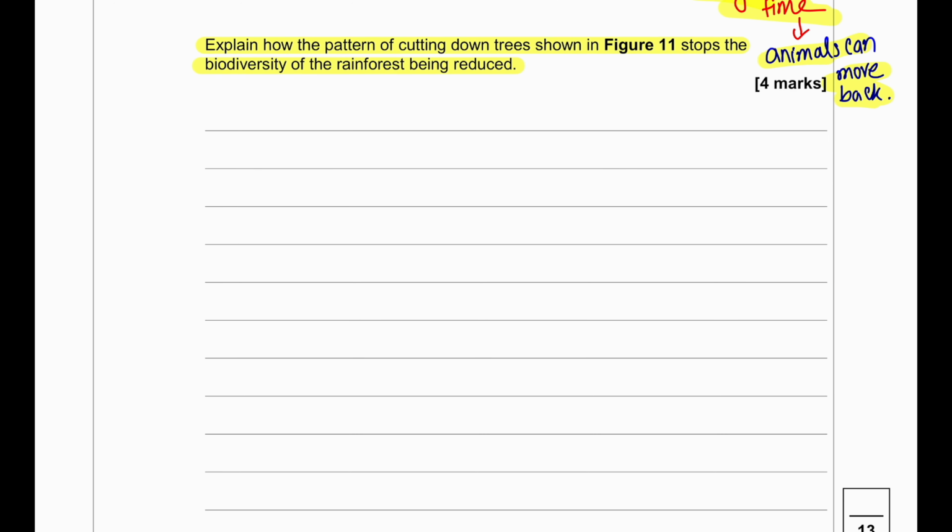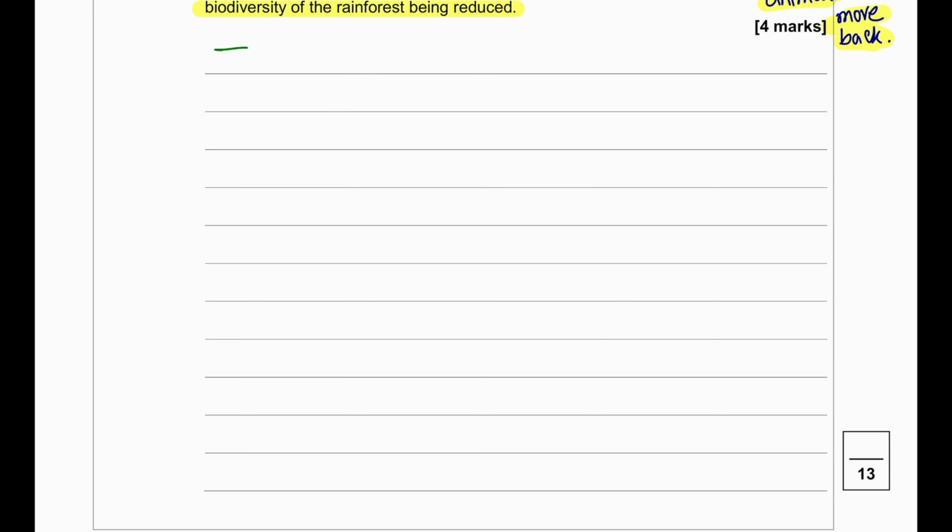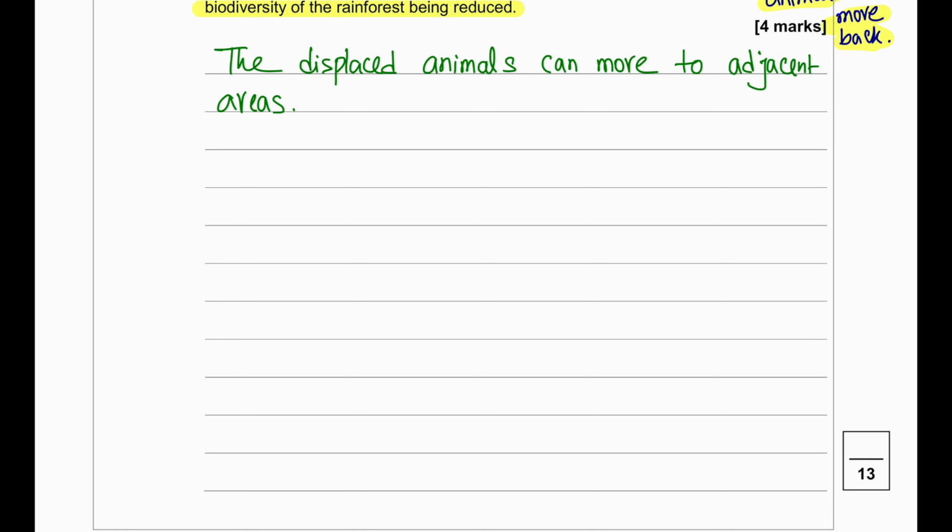To score a level 2 in this particular question, we must give relevant points and make a logically detailed, clear account. So it must be logically linked and a detailed, clear account. So we will start with the animals. The animals that are displaced by the cutting down of the trees can move to the adjacent areas where suitable habitat is found, where the trees have not been cut down.